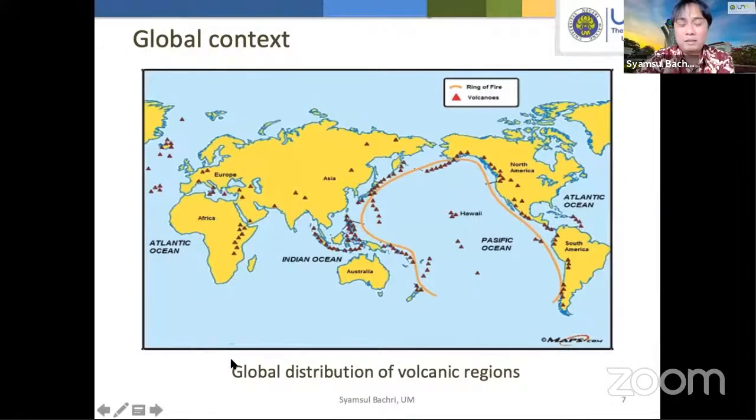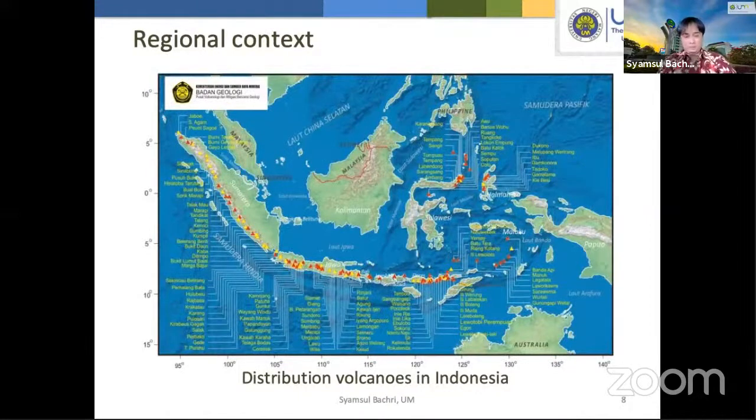Maybe this is similar to the Philippines condition, that we have a lot of volcanoes. And this is the volcanoes in Indonesia. Most of the islands are inhabited by volcanoes. So it's very challenging for us as a tourism destination country to face this situation. Why? Because the volcano is active. Around 129 volcanoes are in active condition now. So it means there is a dangerous threat there.